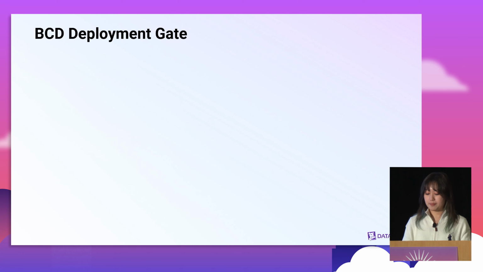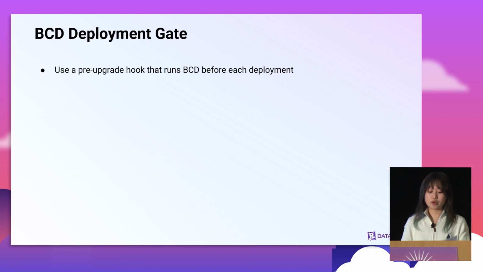In order to automate BCD, we use a pre-upgrade hook provided by our deployment system to run automations before rolling out a new version. And this allows us to verify that breaking change detection passes before every single deployment. If you remember from earlier, local BCD requires both the source task queue and a replay task queue. While we have the source task queue for every single worker, we need a replay task queue.